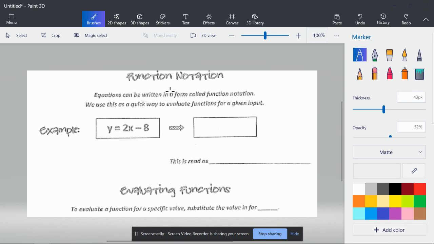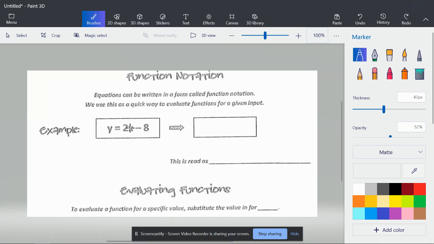It says equations can be written in a form called function notation. So it's as simple as that. Function notation is just a different way to write a function. And the nice thing about this is, when we have an equation like this, it doesn't specify what x value you're going to put into this equation and try to find. But when we write it with function notation, it's really clear what we're looking for, what y value for what x value.